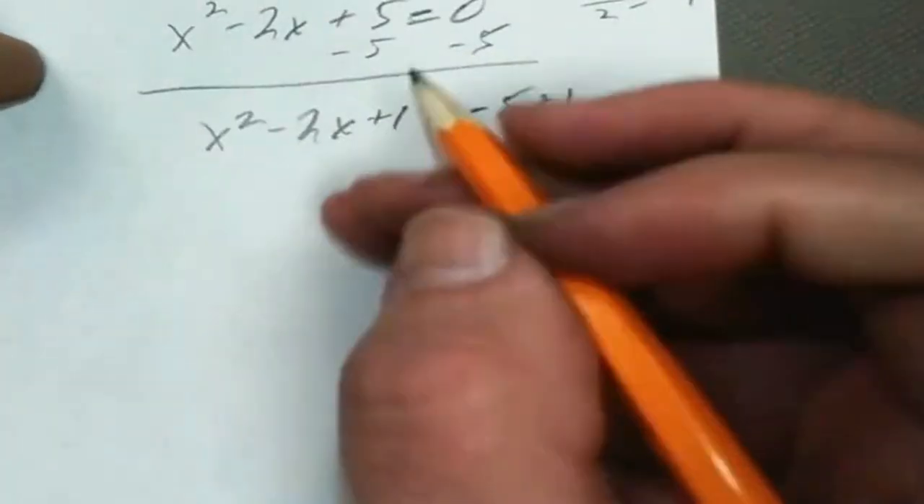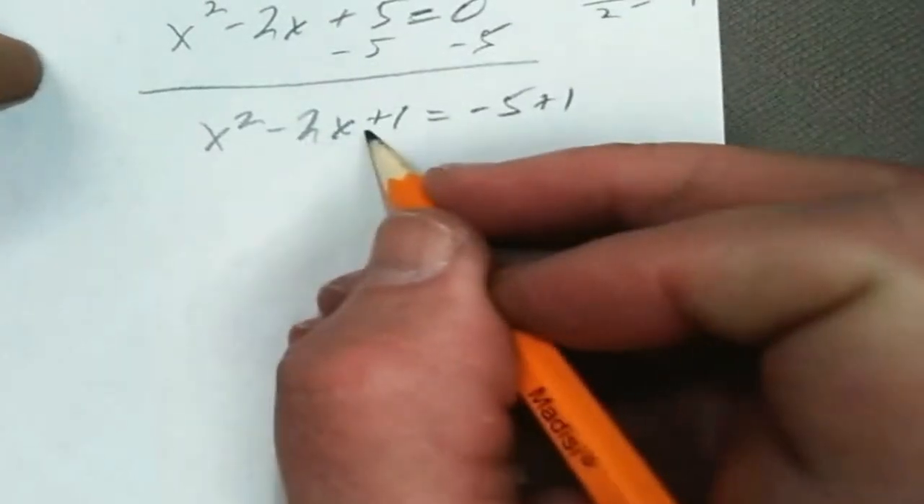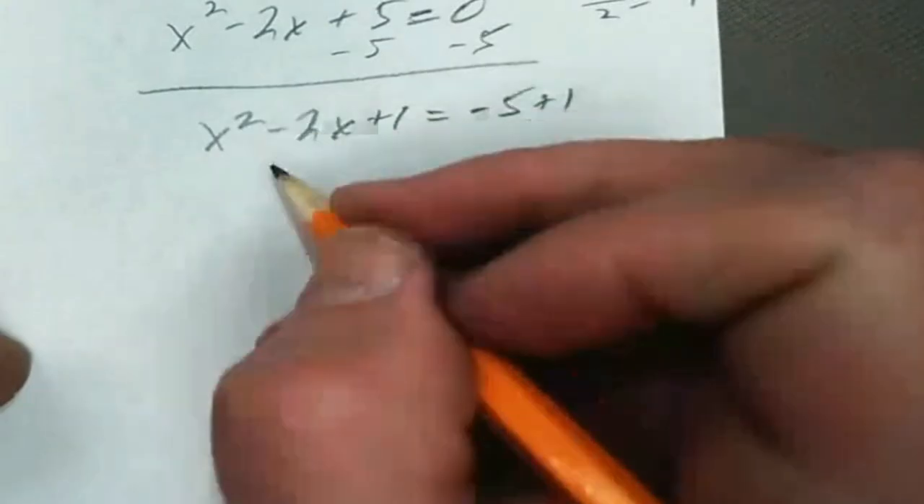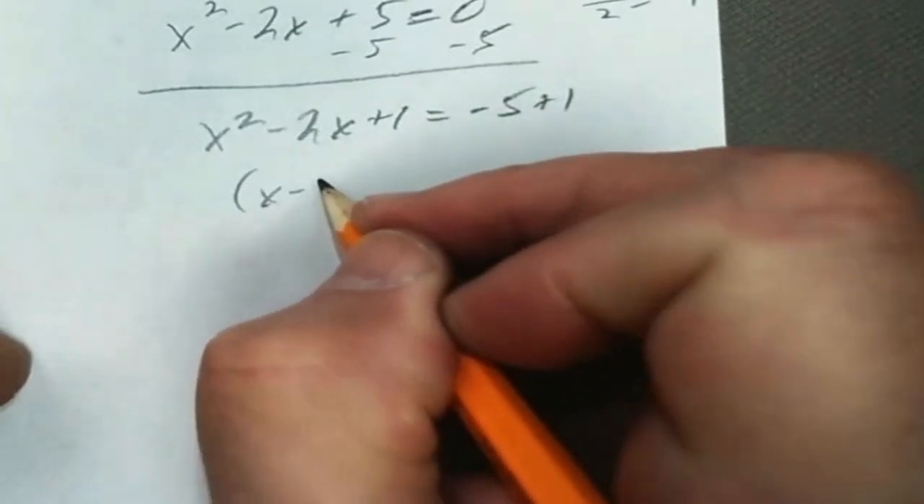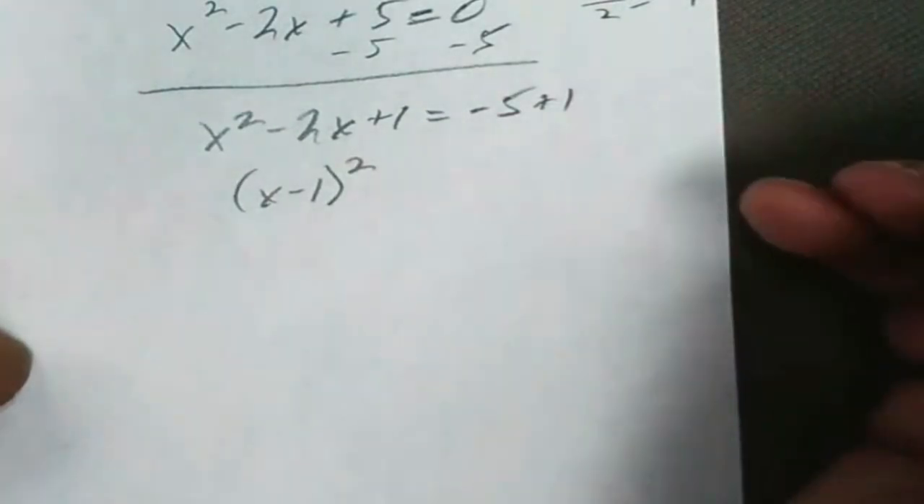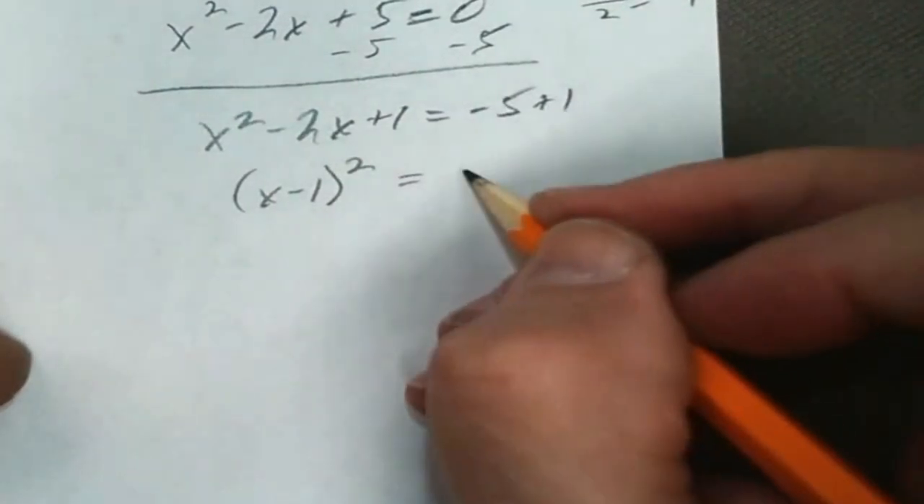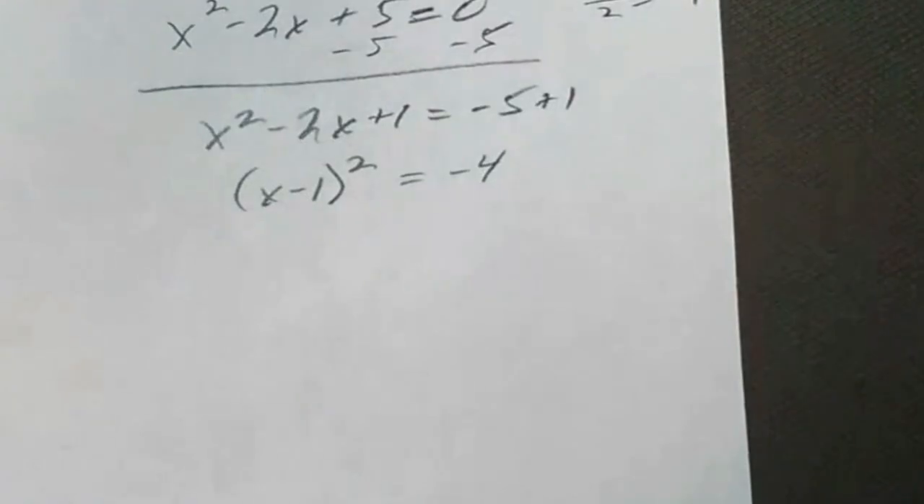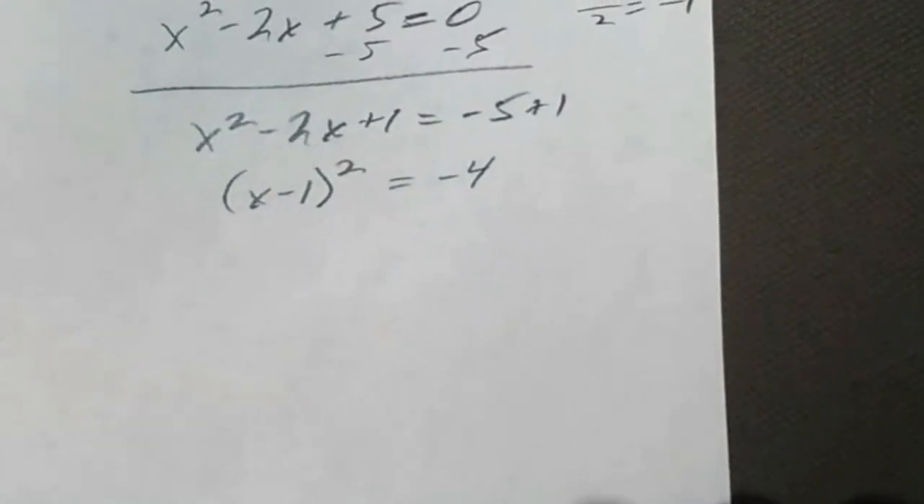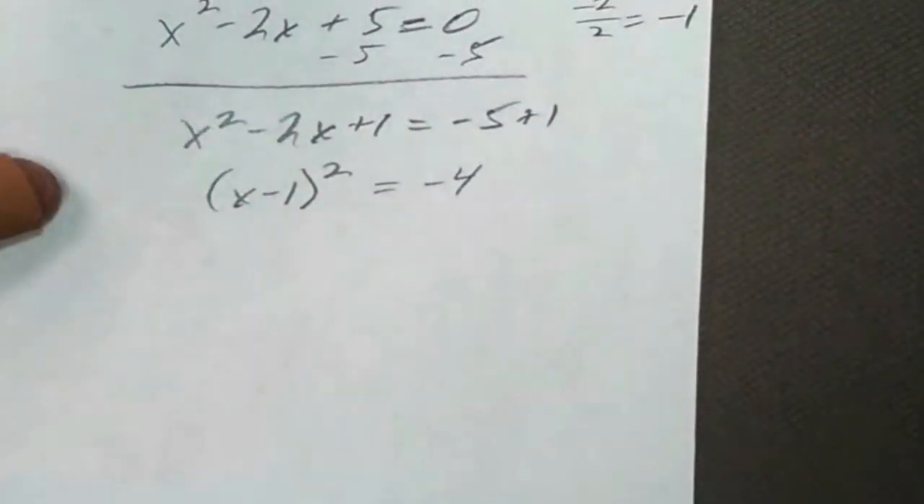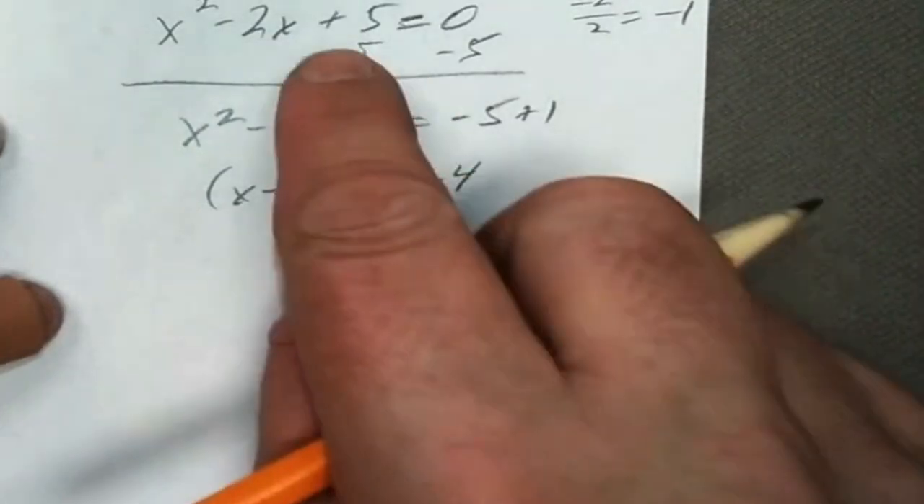Now I know this is a perfect square trinomial because I just completed the square. So this is x minus 1 squared equals negative 4. All right, x minus 1 squared equals negative 4, because when I move that over.